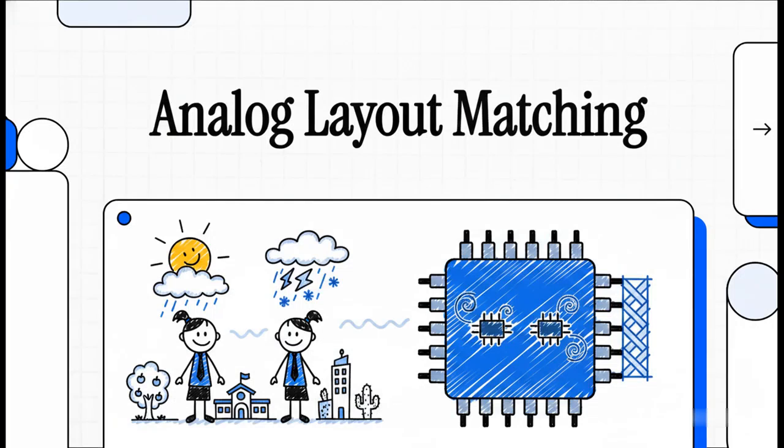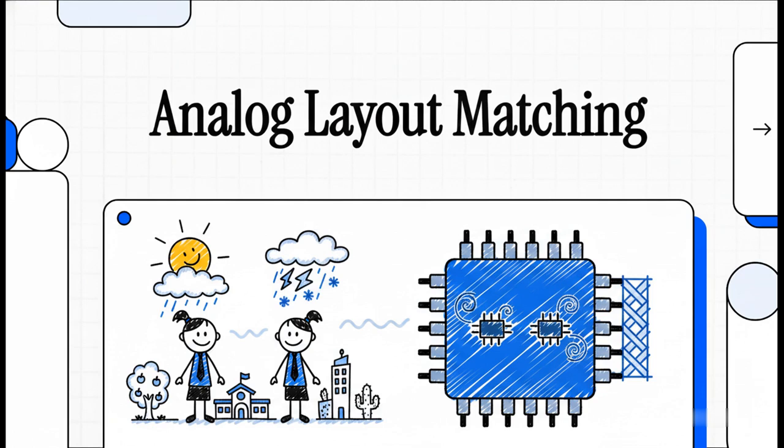Imagine for just a second that you are raising a pair of perfectly identical twins. Now, if one twin grows up in a completely different environment than the other, different food, different weather, different schools, they might start out identical, but over time, they aren't going to look or act exactly the same anymore. The environment actually changes them.